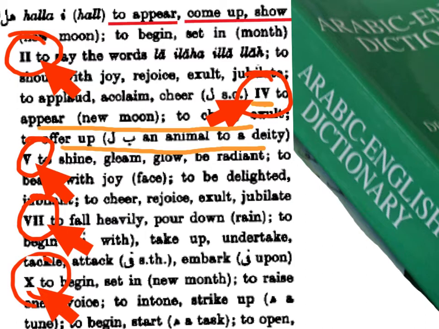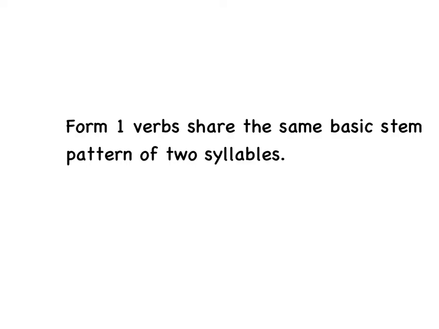So if I was reading a text and I didn't know the meaning of a verb, but I knew its root and I knew based on its pattern that it was pattern 5, I would come to the dictionary and find the root, and then I would go down to pattern 5, and then I would find its definition. Really simple. Form 1 verbs share the same basic stem pattern of 2 syllables.